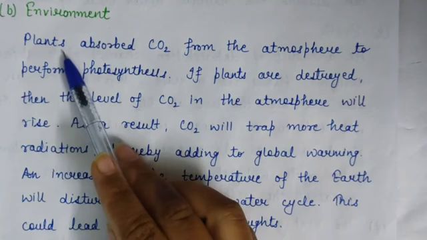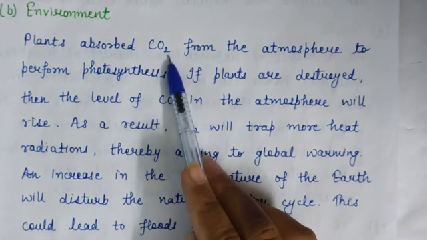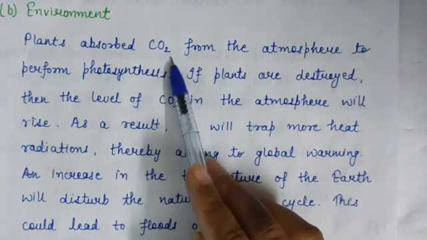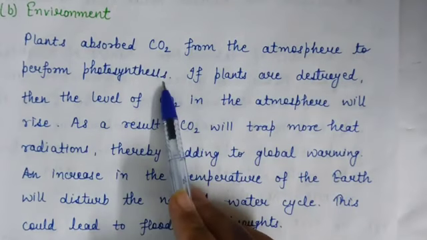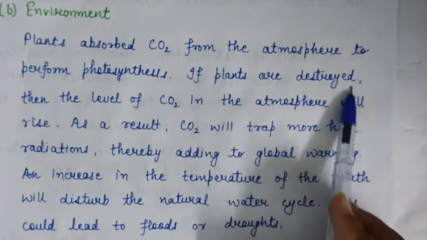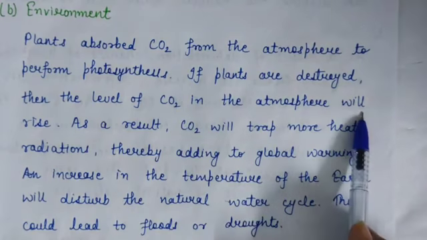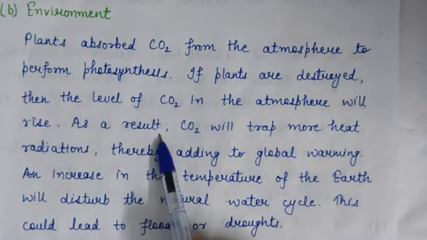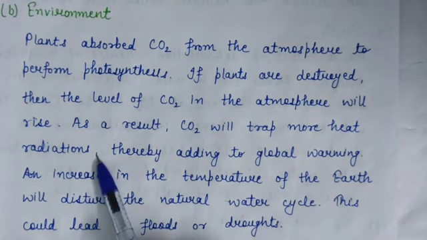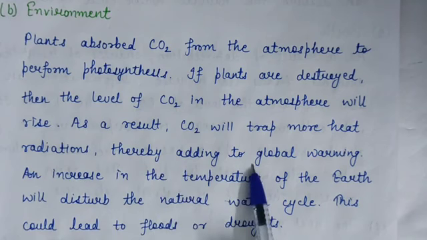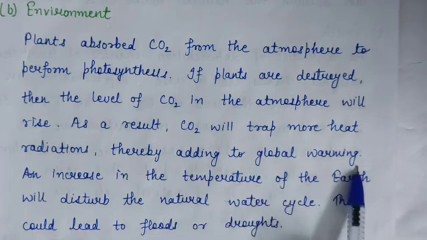We know that plants absorb CO2, means carbon dioxide. Plants absorb carbon dioxide from the atmosphere to perform photosynthesis. And if plants are destroyed, then the level of carbon dioxide in the atmosphere will rise. As a result, CO2 will trap more heat radiations from the sun, thereby adding to global warming. Means it will lead to global warming.